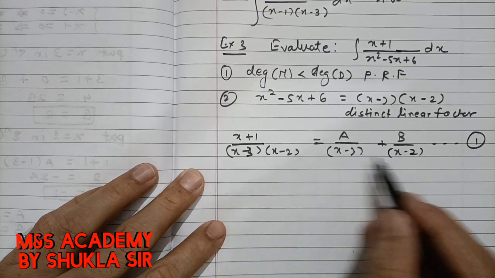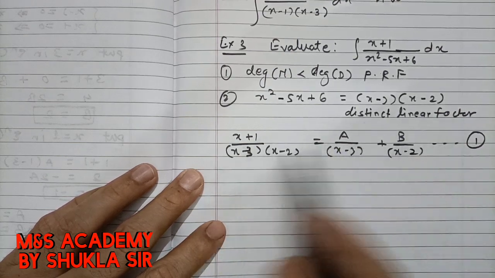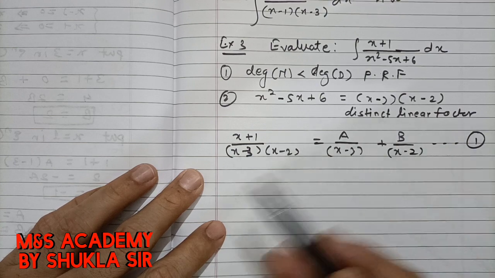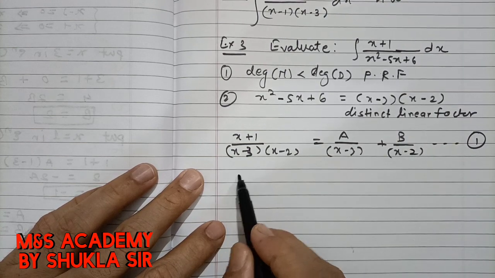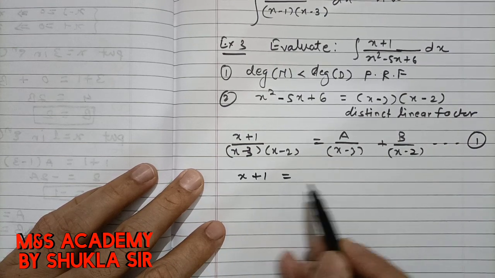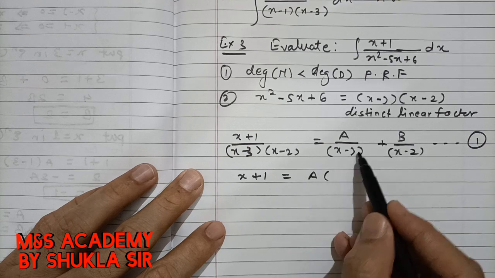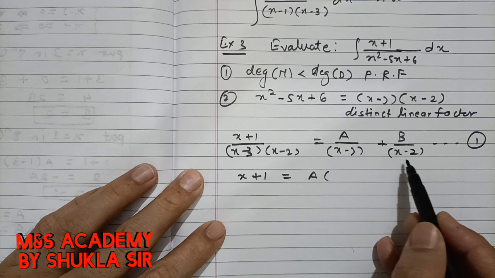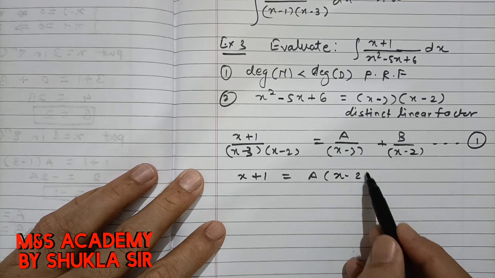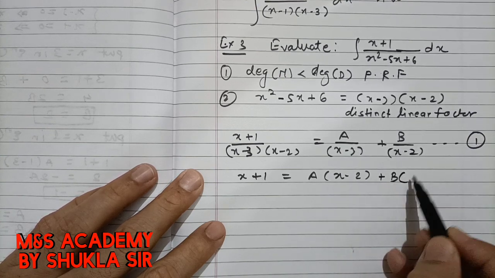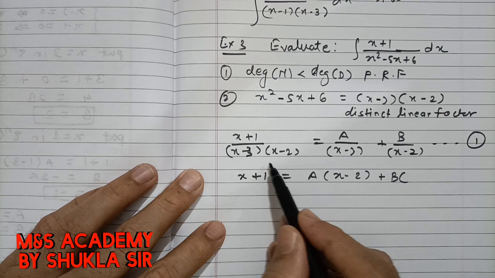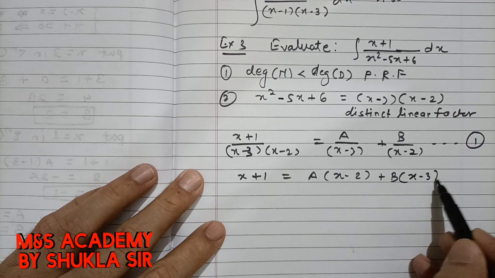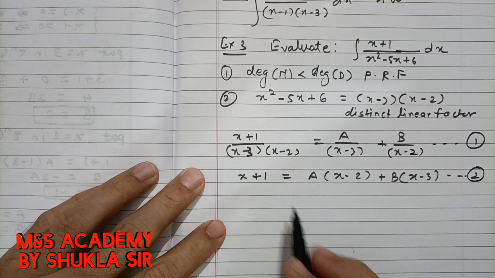Now next, no need to do all this calculation, simplification and taking the LCM etc. Directly start with this. x + 1 is equal to A times the factor (x - 3) out of this, so we don't need this one, so (x - 2), plus B times we have (x - 2) out, so we'll write (x - 3). This is my equation number 2.